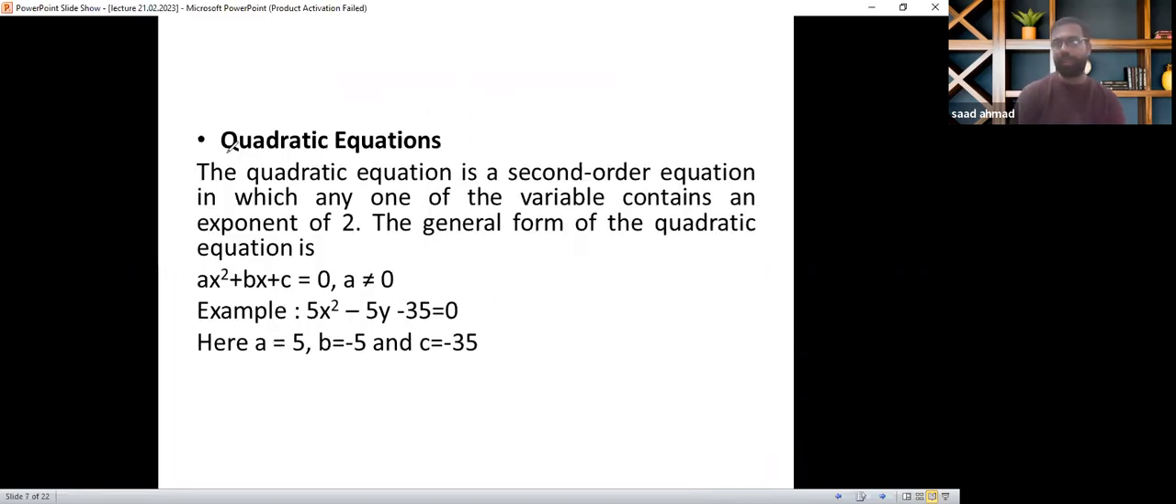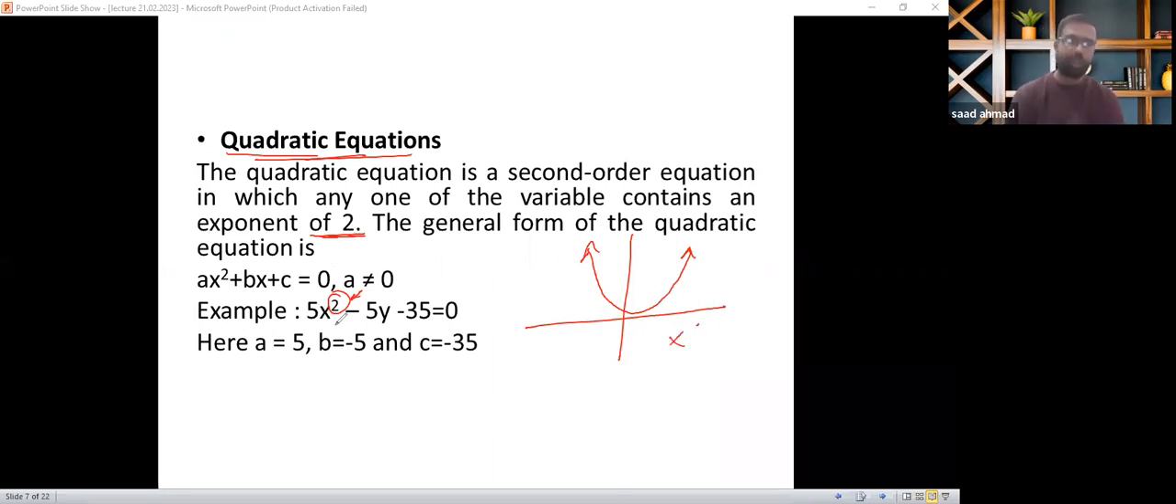The next thing after linear equations is the quadratic equations. These are the second degree terms. You see the x squared, it is a second degree term. The exponent is 2. They are like parabolas. You might have seen a graph like this for parabolas, something like that. They have the x squared terms.